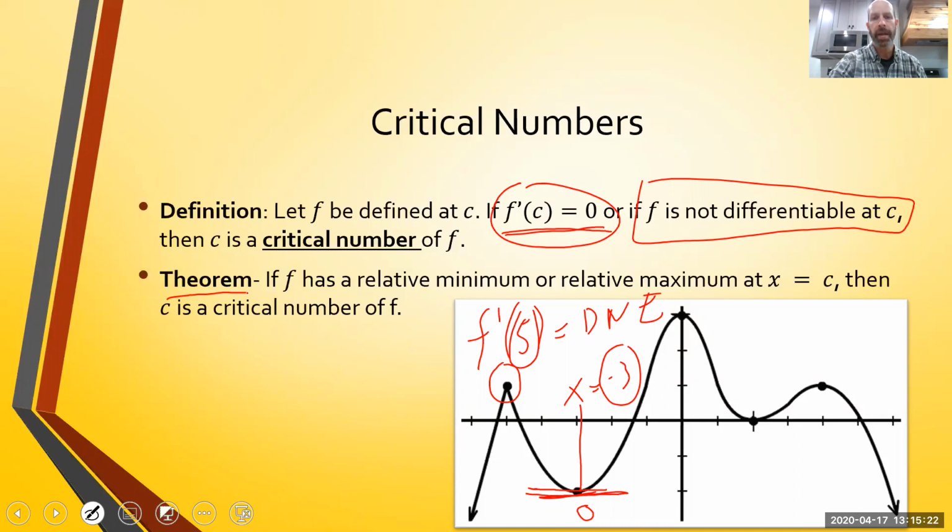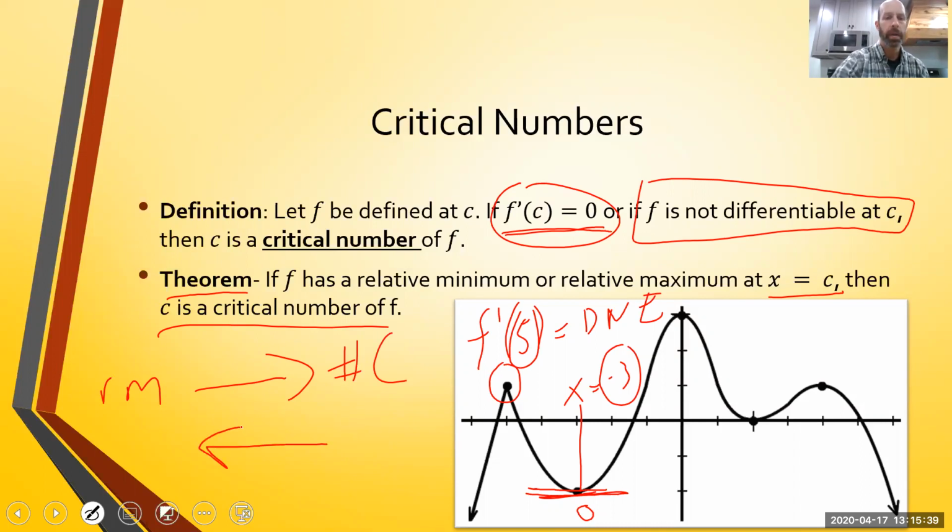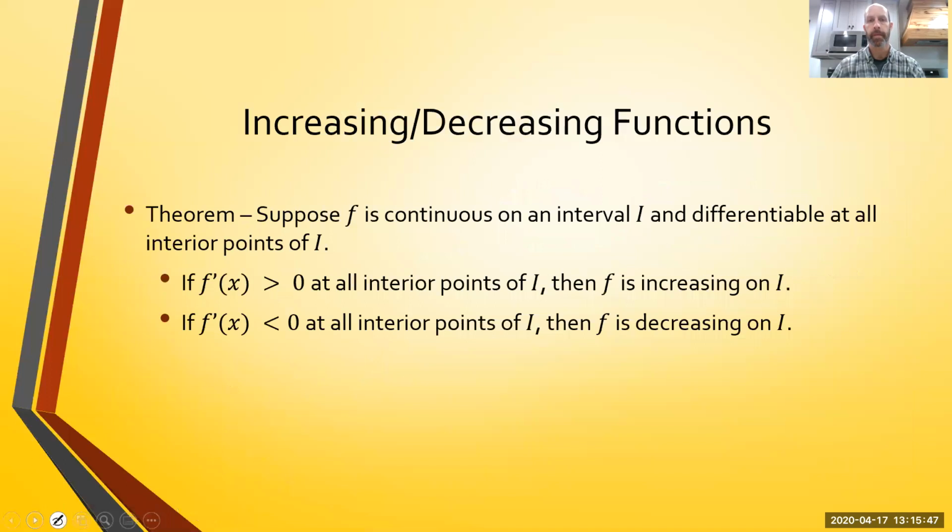The reason that they're important is this theorem. If f has a relative min or relative max at x equals c, then c is a critical number. Now this is an if-then statement. So if it is a relative min or a max, then it was a critical number. Backwards does not work. Just because something's a critical number does not necessarily mean it's a relative min or max. So be careful about that.